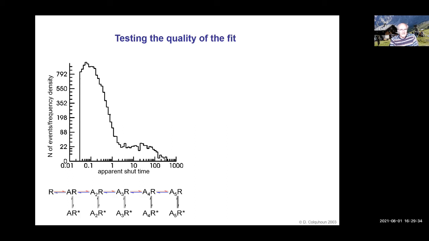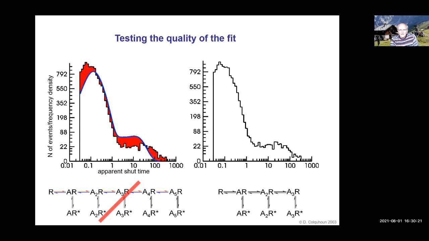So having done that, we need to test the quality of the fit. This is for a homomeric glycine receptor. We find that if we postulate 5 equivalent bindings, followed by each of them can open, then the observed shut times look like the histogram, and the best fit you can get is this blue line, which is lousy. The red bit is the deviation of the fitted curve from the histogram. On the other hand, if you assume 3 bindings, but not necessarily with the same equilibrium constant, you can get a much better fit.